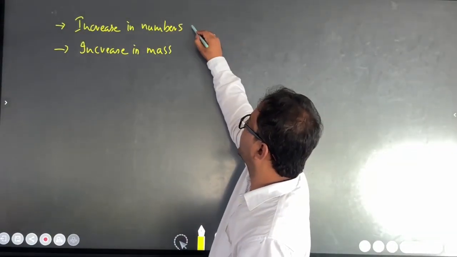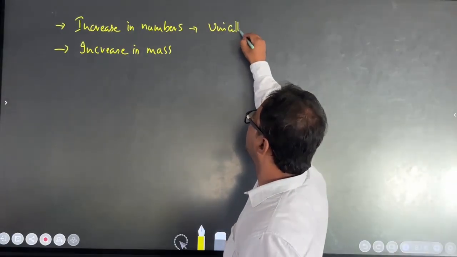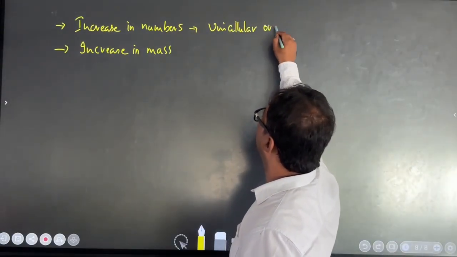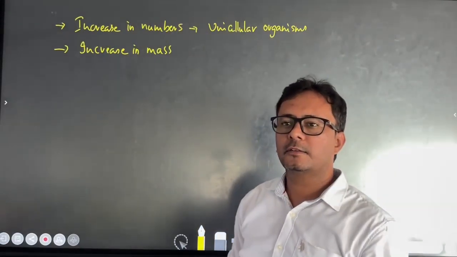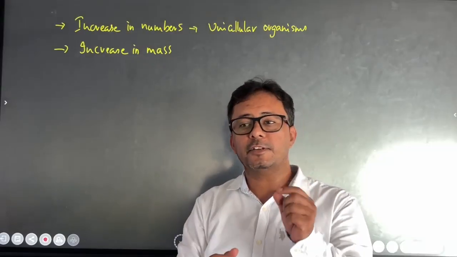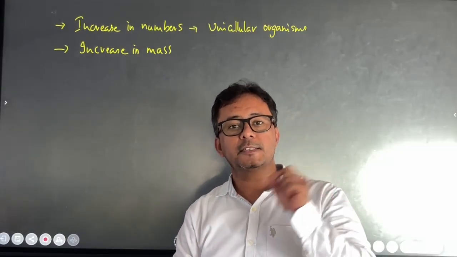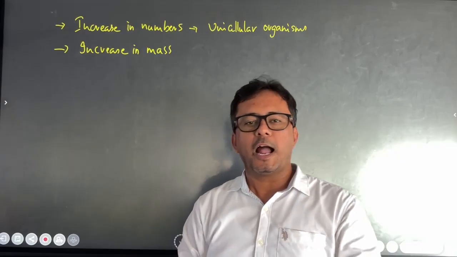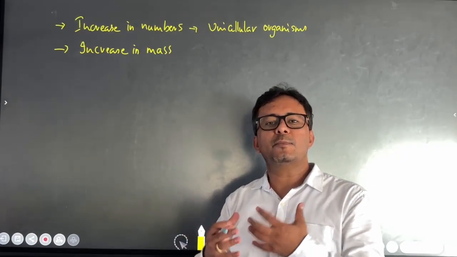Increase in numbers is a property of unicellular organisms. These organisms do not per se increase in size. They increase in numbers. Every time they reproduce, they increase in numbers. For them, that is the growth. And when it comes to multicellular organisms, it is increase in mass.